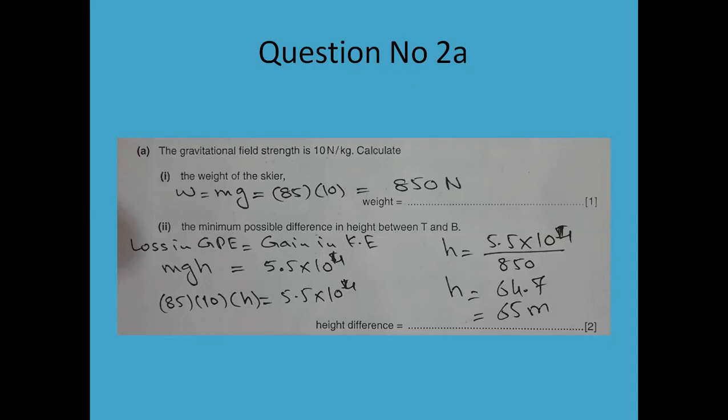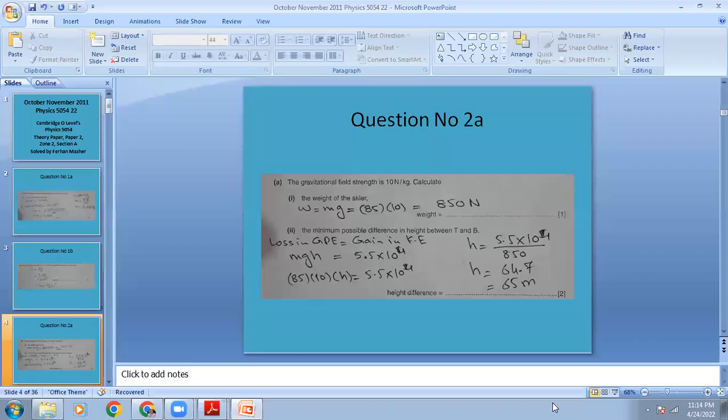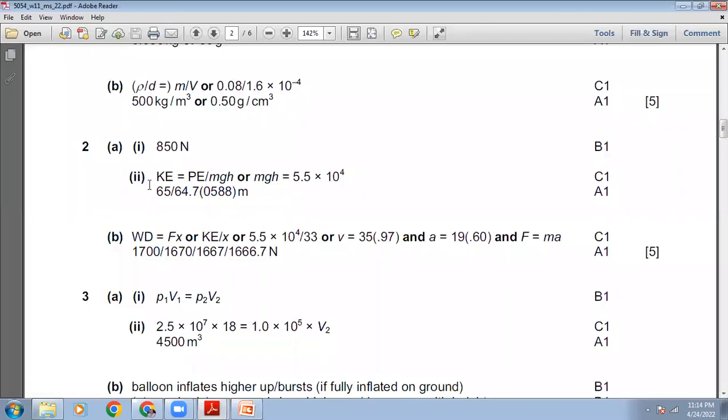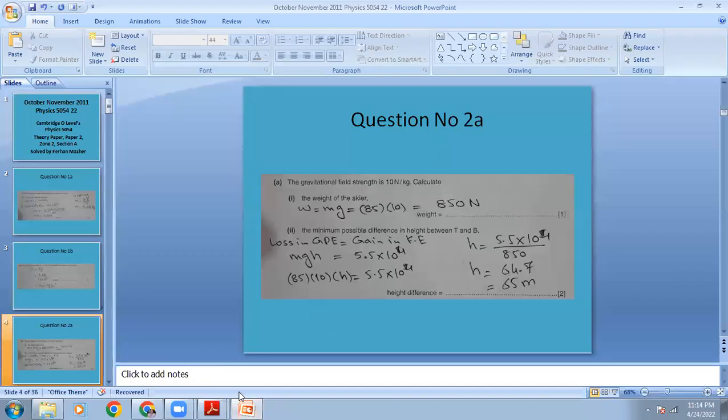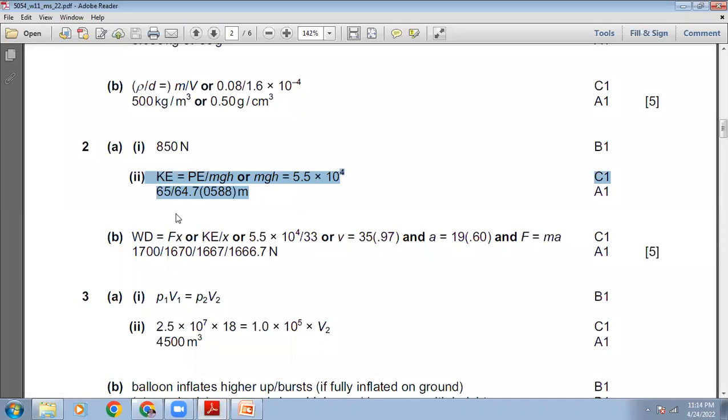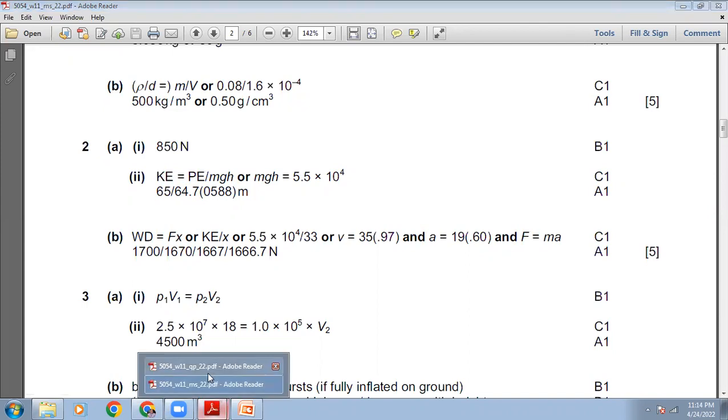So when you make h alone, it will become 5.5 × 10^4 divided by 850, and that will give you 64.7 meters. When I round it off to two significant figures, it will be 65 meters. Sorry, I said 85, it's 65. Let me show you again. It's 65. The marking scheme says 65 or 64.7 meters. So our answers are right.